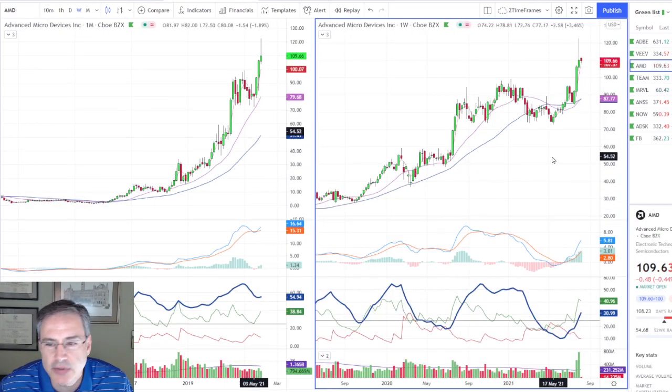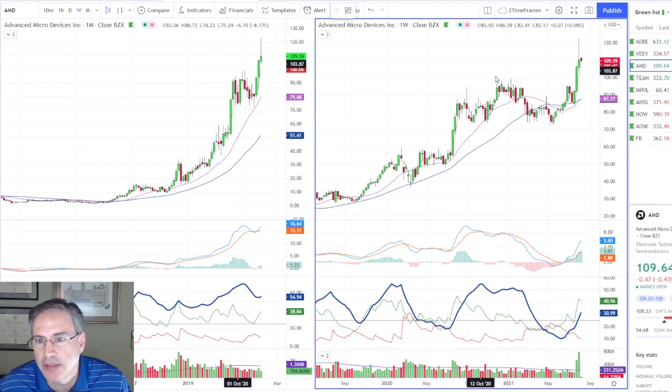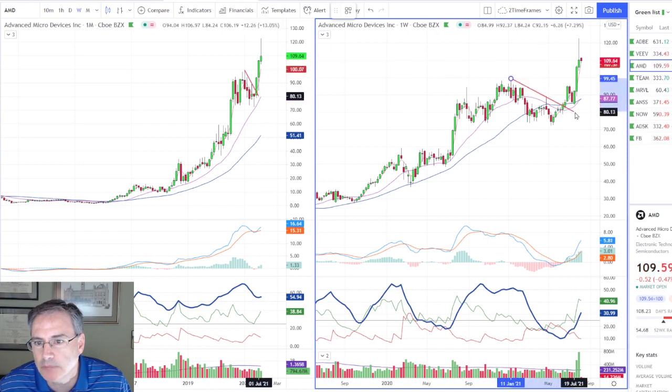Let's look at another example, AMD. This one, again, came back to the 18-month line. We had a trend line in place here.